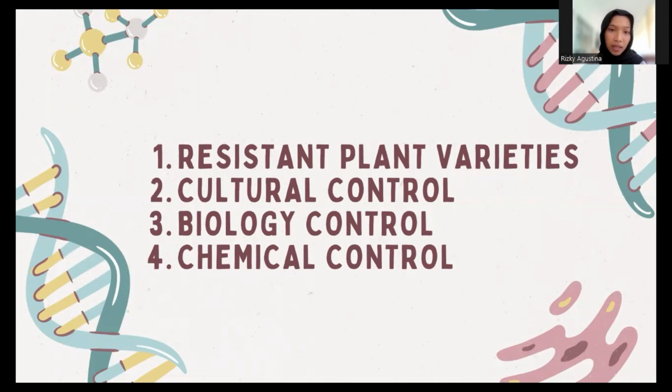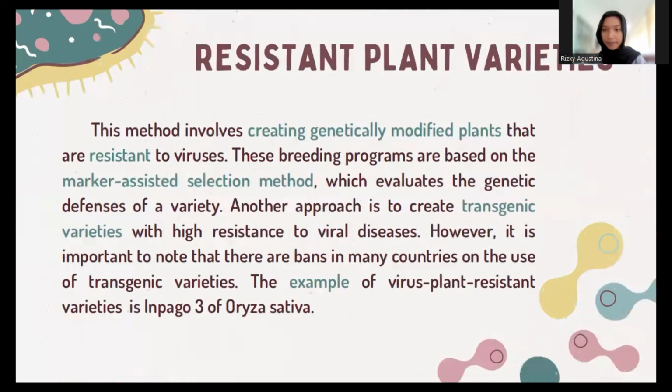The first one is resistant plant varieties. The second one is cultural control. The third one is biological control. And the last one is chemical control. The first control is resistant plant varieties. Basically, this method involves creating genetically modified plants, that is, creating transgenic varieties with high resistance to viral disease.